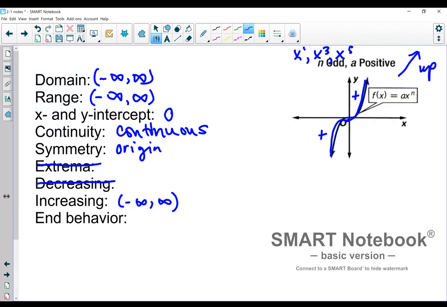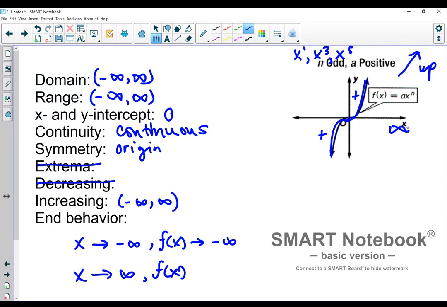And then end behavior. On the left, as x is going to negative infinity, so as I go to the left, what are my y's doing? Y's are going down. So f of x goes to negative infinity. As I go to the right, as x goes to positive infinity, what are my y's doing? So as I go to the right, my y's are going up. So my y's are going to positive infinity.